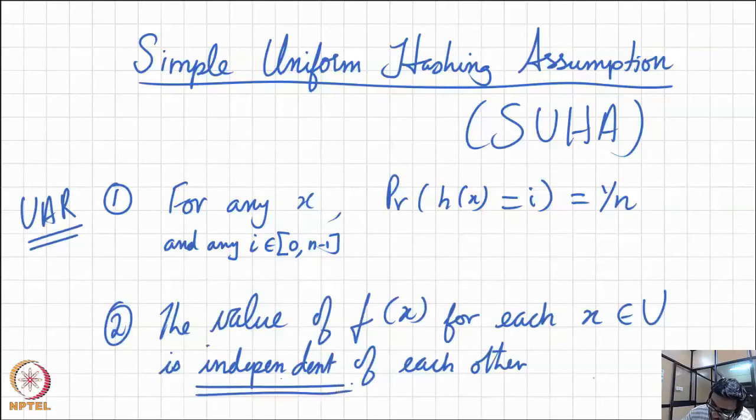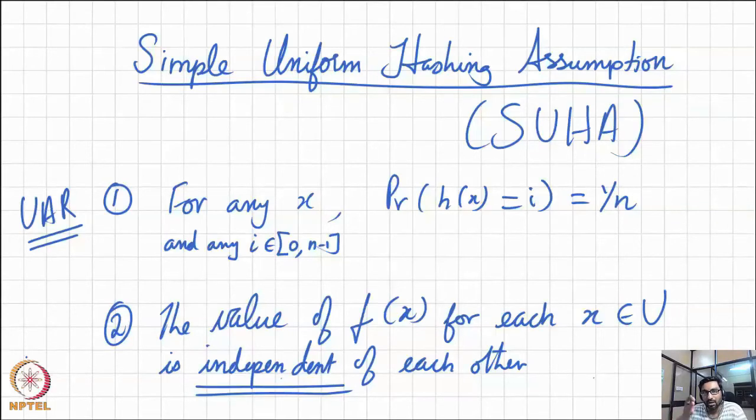The second part of SUHA is the independence of each hash value. So the hash value h of x for each x must be independent of each other. In other words, the fact that h of x mapped to a particular location should have no bearing on the location to which another item y maps. Notice that there is a little bit of tension here.